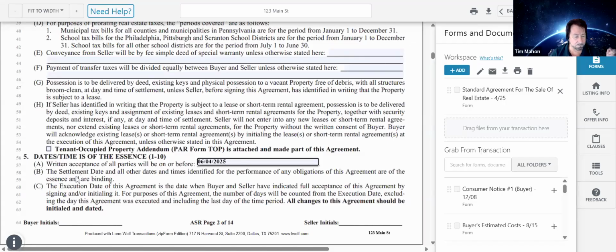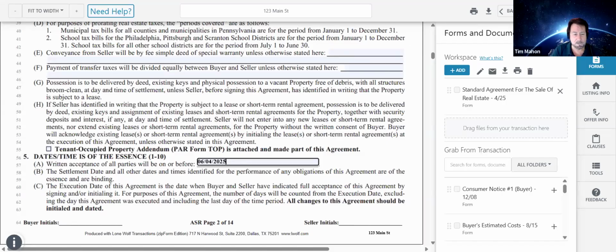This is just some housekeeping stuff. The settlement date and all other dates identified for the performance of any obligation of this agreement are of the essence and they're binding. This is important to know. We have in the state of Pennsylvania what's called a time is of the essence contract. What that means is anything we say we're going to do within the time frames we say we're going to do it become part of the contract and they're binding.